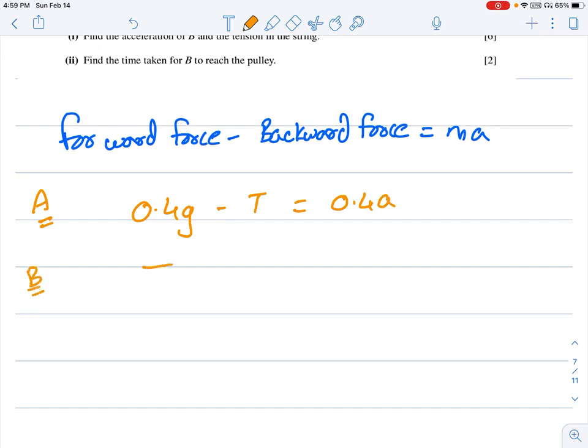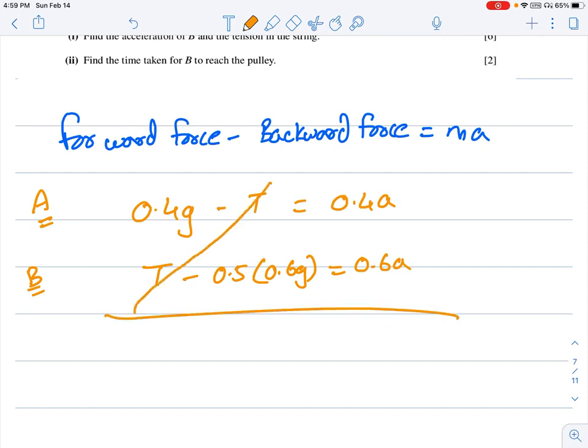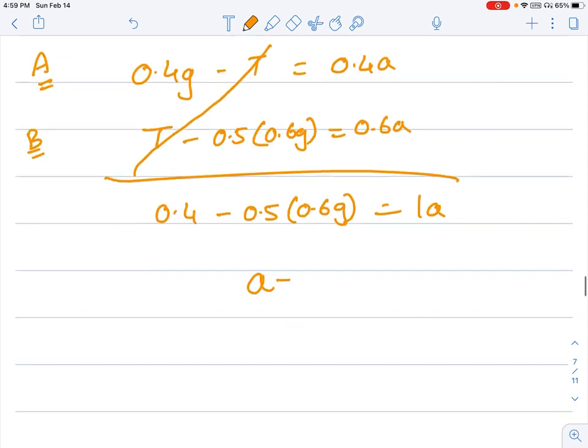For B, tension is a forward force, backward force is mu R, mu is 0.5, R is 0.6 g, equal to 0.6 a. Add them, tension gets cancelled: 0.4 minus 0.5 times 0.6 g is equal to 1 a. From there, I get the value of a as 1 meter per second square.